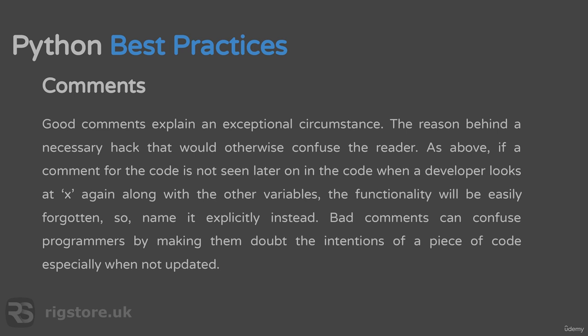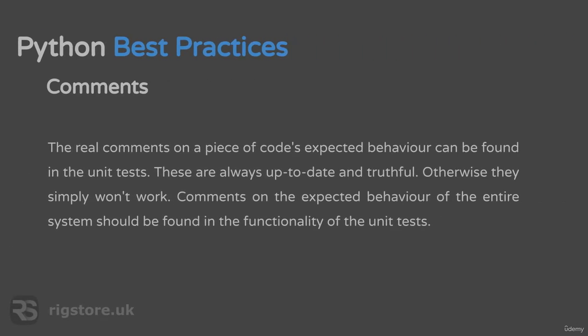But obviously, clear variable names can mean you don't need comments. So it's all again about context. The real comments on a piece of code's expected behavior can be found in the unit tests. This is what we've looked at briefly. These should always be up to date and truthful, otherwise they simply won't work. The expected behavior of the entire system can be found in your system's unit tests. Functional tests, as we said, are something different, so that's bad writing on my part.